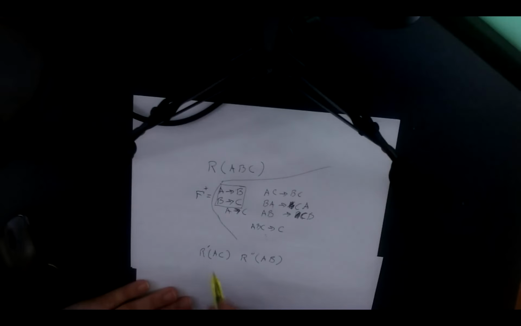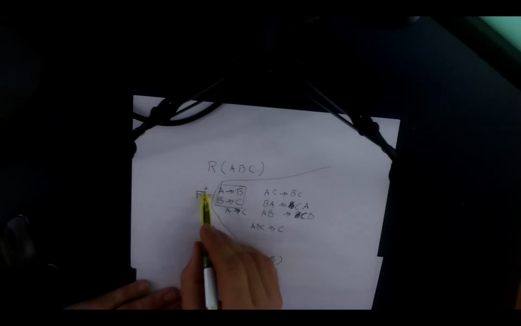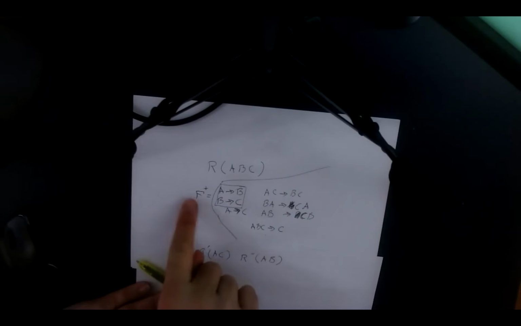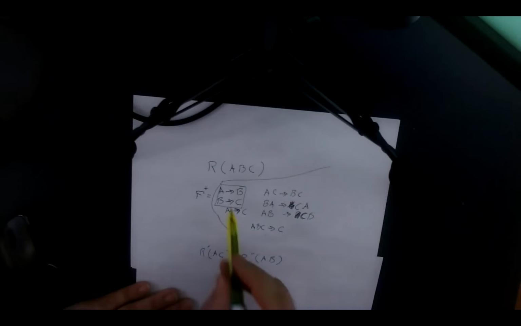So the idea here is that a projection of F, the closure over this, is that you look at all of the functional dependencies that are in the closure and which of them can actually fit over R prime. In this case, the only one that can fit is A goes to C, because A and C are there. B goes to C, these two here, they don't project over R prime. They're not going to find a happy home there.